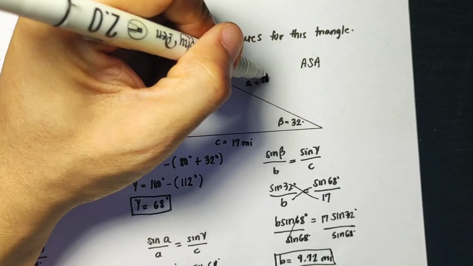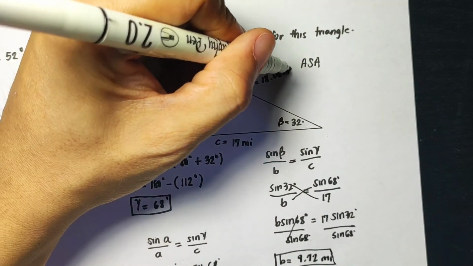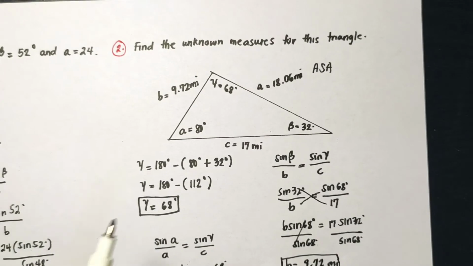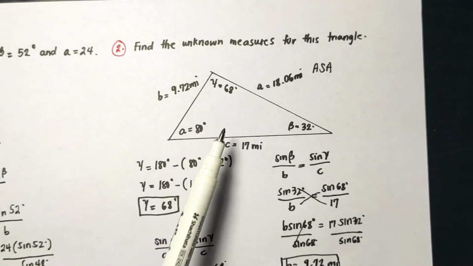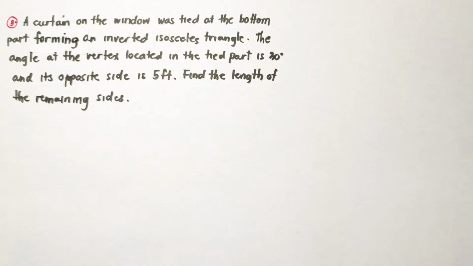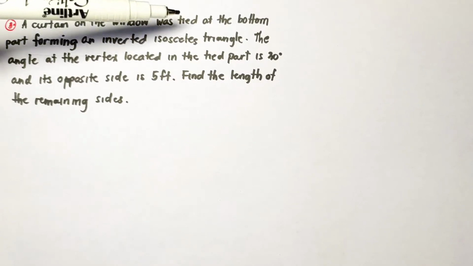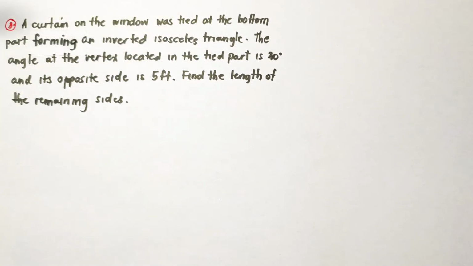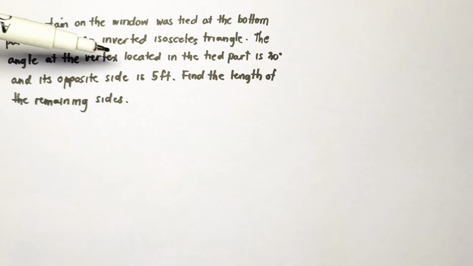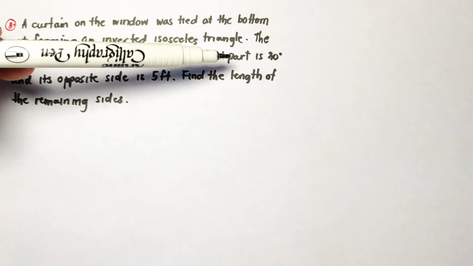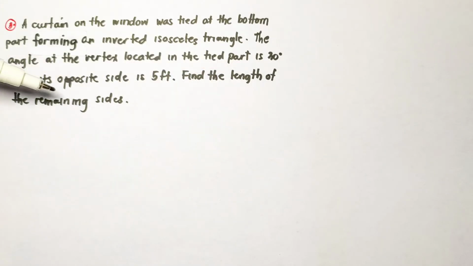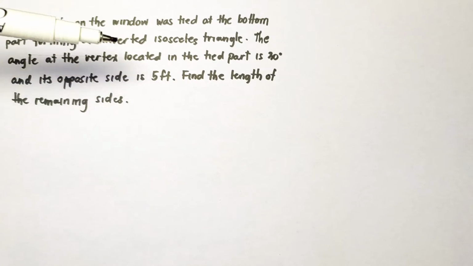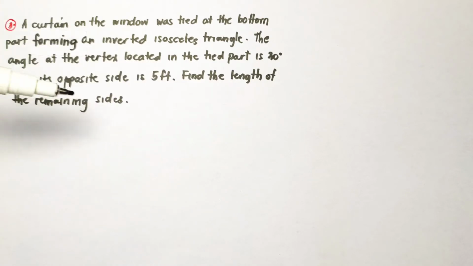We have 18.06 miles. So we were able to solve the given measures or the unknown measures for this triangle. Example number 3. A curtain on the window was tied at the bottom part, forming an inverted isosceles triangle. The angle at the vertex located in the tied part is 30 degrees and its opposite side is 5 feet. Find the length of the remaining sides.